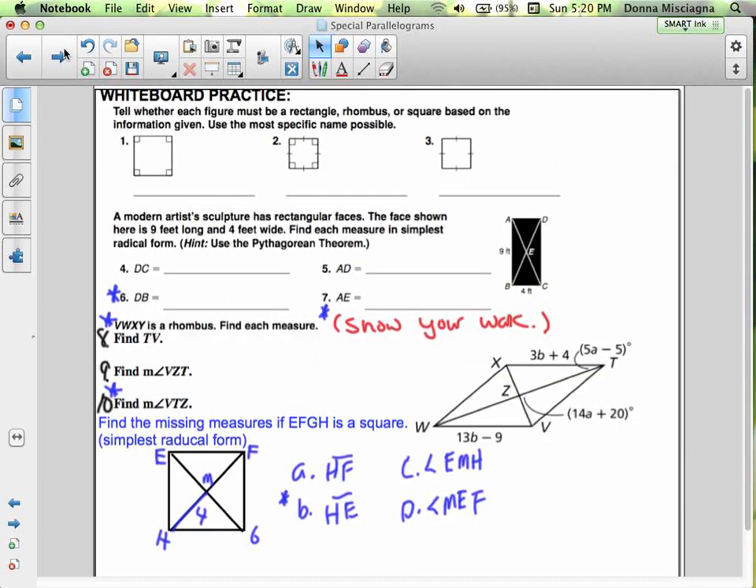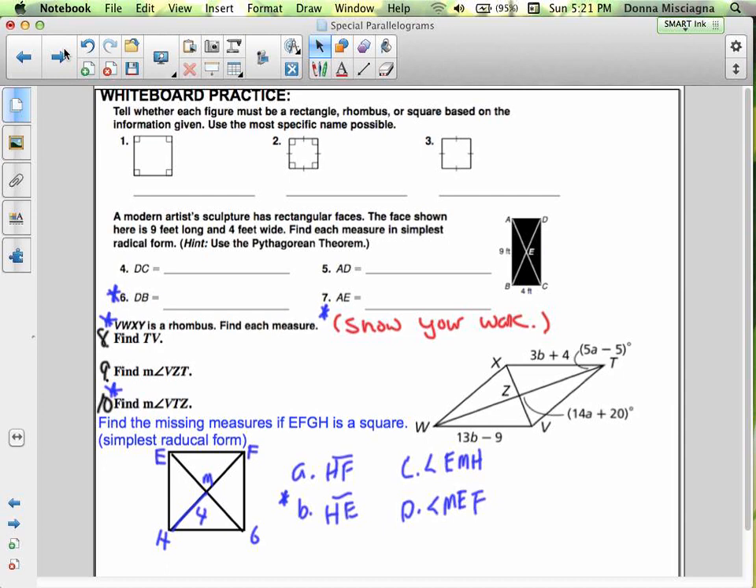But that's okay. All right, so tell whether each figure must be a rectangle, a rhombus, or a square based on the information given. Use the most specific name possible. We want to use the best name for each of the figures. Do not look at the fact that it looks like a square. That's just a diagram. It is not drawn to scale. It's just holding the information. So the only thing you can consider is not what the diagram looks like, just what the information is.